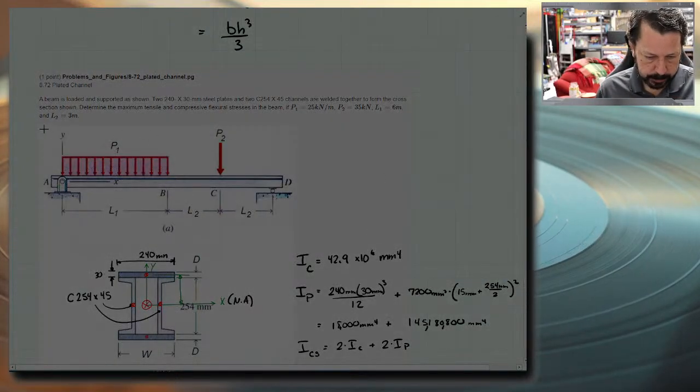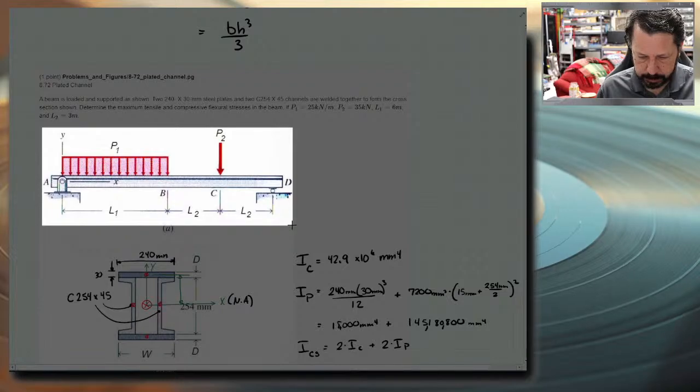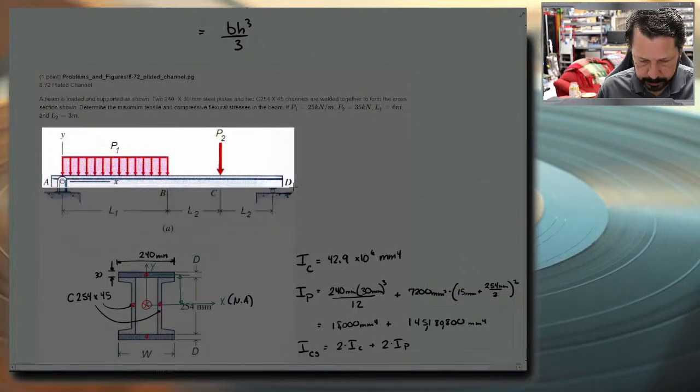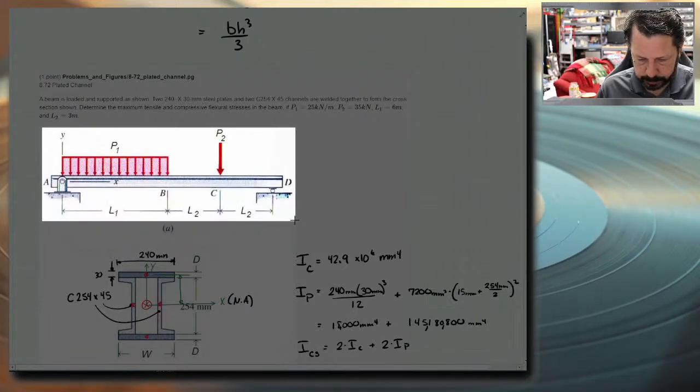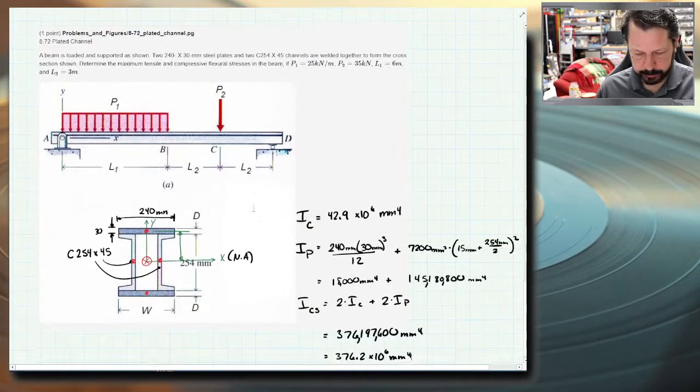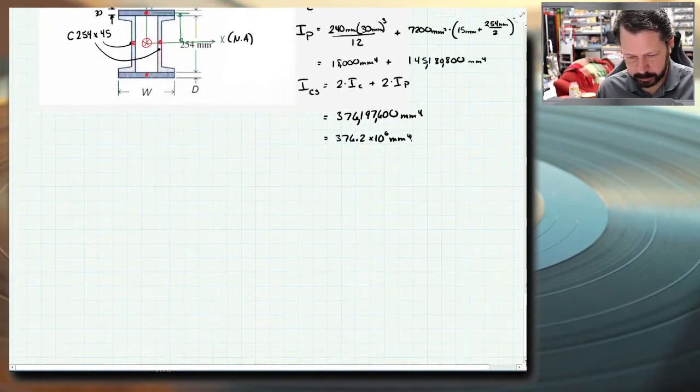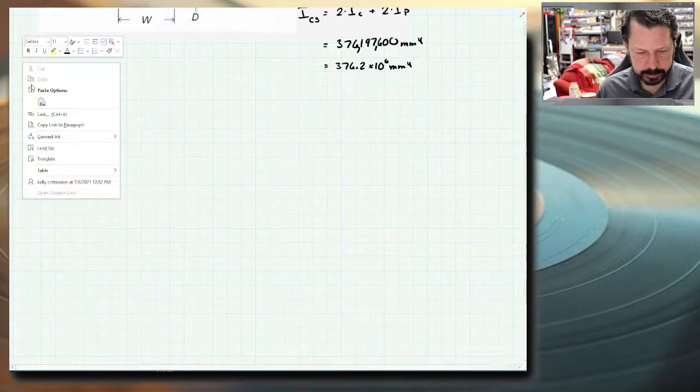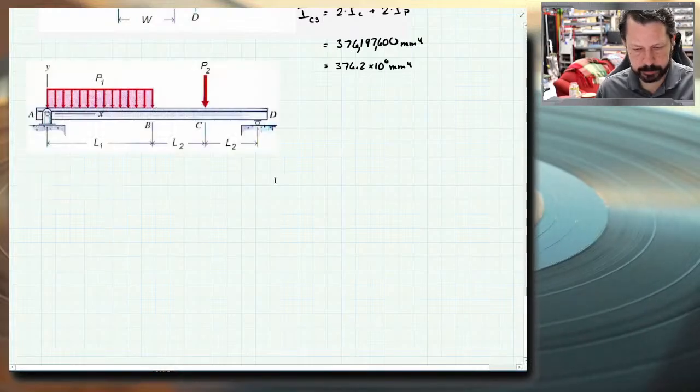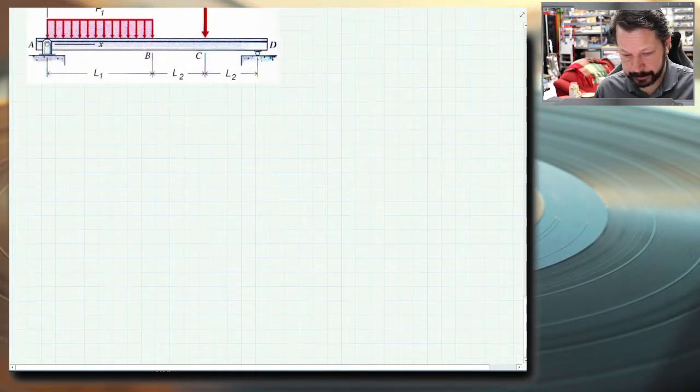So let's get our beam. You know what? Let's just chop it off right here. Oh, I need those dimensions. We'll cover over them. Okay. Put it at the top of the page because we're going to draw our shear and bending diagram below it.